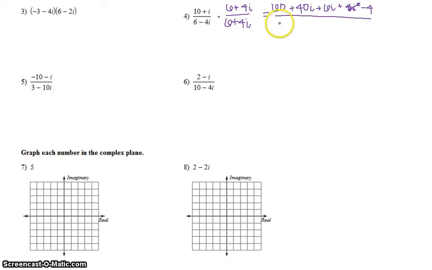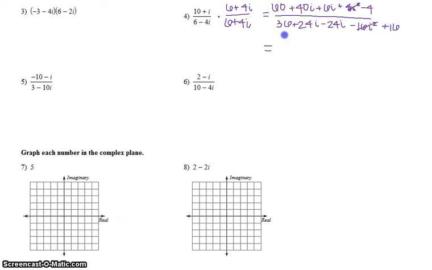My denominator, 6 times 6 is 36. 6 times 4i is going to be 24i. Negative 4i times 6 is going to be a negative 24i. And then negative 4i times 4i is going to be a negative 16i squared. And again, the i squared is really like a negative 1. So negative 16 times a negative 1 would be a positive 16.